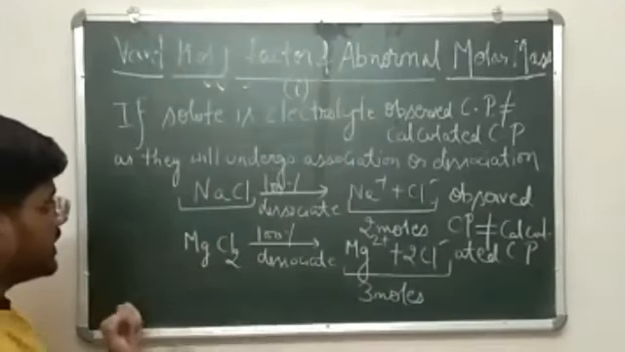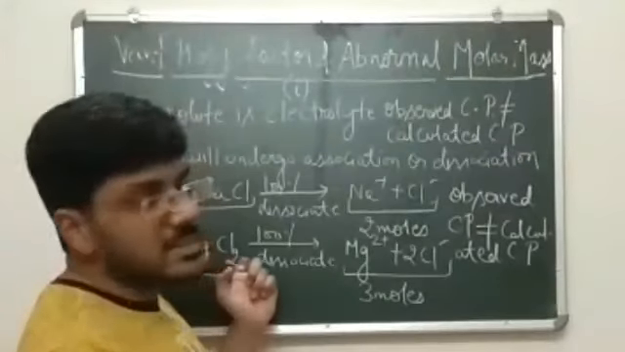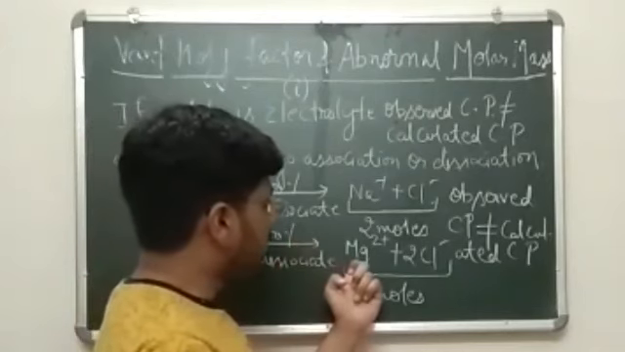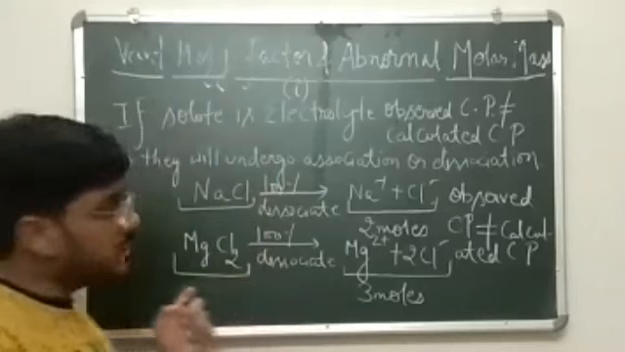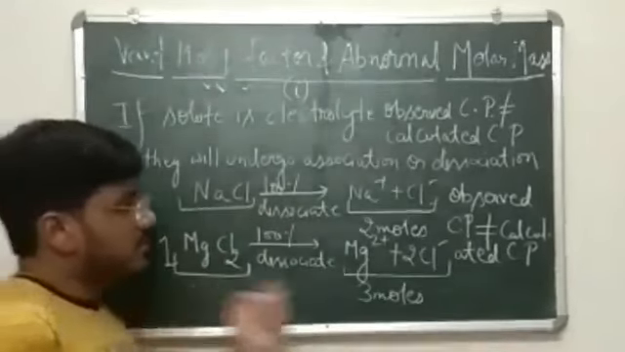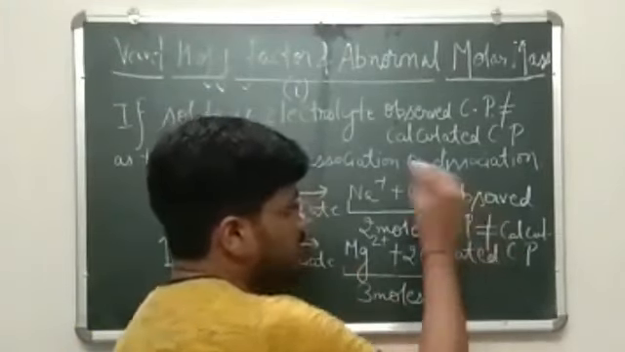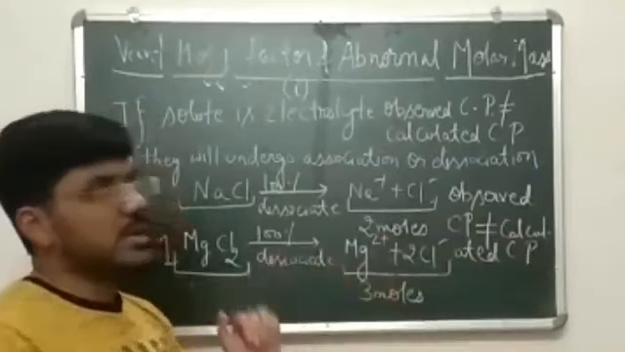Let us take another example to understand more clearly. MgCl2 is another electrolyte. On dissociation, it will produce magnesium 2 plus and 2 chloride ions. So the calculated colligative property is according to 1 mole of MgCl2, but actually we will observe 3 moles. So the observed colligative property is not equivalent to the calculated colligative property here.